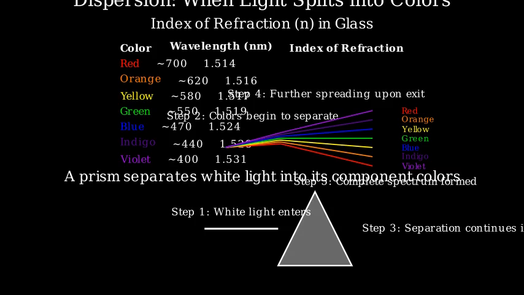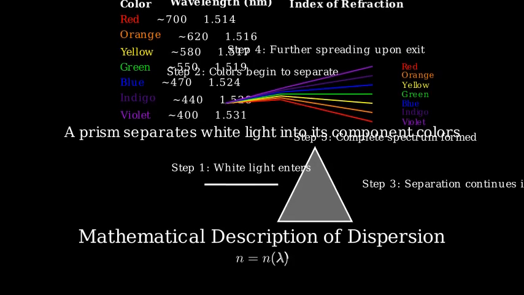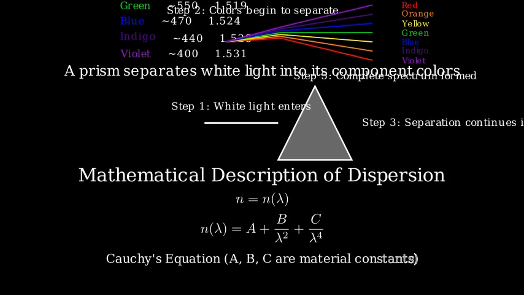Let's look at the mathematical description of dispersion. The index of refraction as a function of wavelength is often written as n of lambda. For many materials, we can describe this relationship using Cauchy's equation. n of lambda equals A plus B over lambda squared plus C over lambda to the fourth power, where A, B, and C are constants specific to the material.